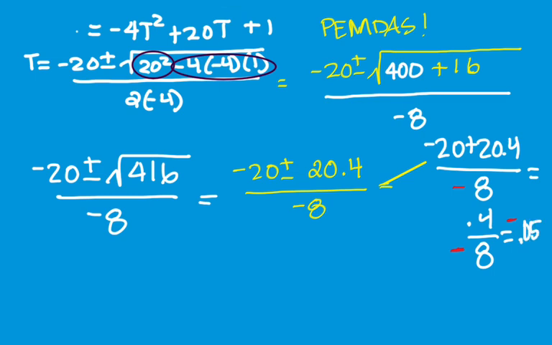And I can't have a negative half of a second, so I know that's probably a non-solution. So I go ahead and trust the process and try for the next one. Negative 20 minus 20.4 divided by negative 8 gives me negative 40.4 divided by negative 8, which gives me a positive 5.05 seconds, which will round to 5.1 seconds, which makes sense. If you hit that ball going that fast, it's probably going to take a few seconds before it hits the ground.